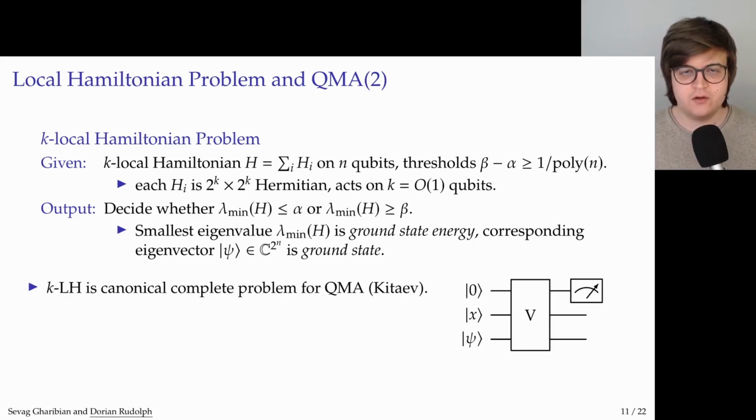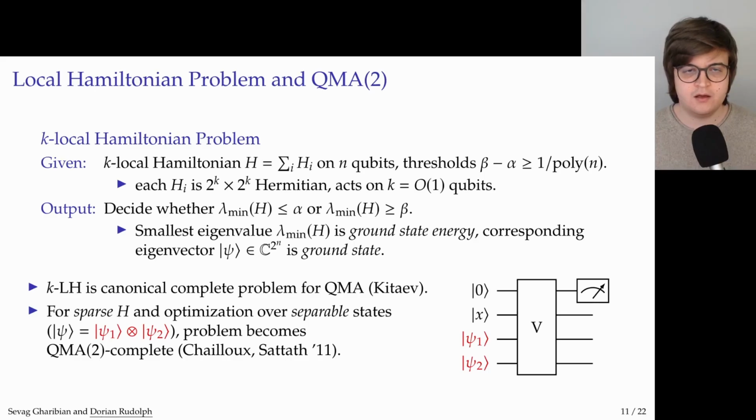The k-local Hamiltonian problem is the canonical complete problem for QMA. Here's the QMA circuit, which is like an MA circuit with a quantum verifier and quantum proof. If instead we allow a sparse Hamiltonian instead of local and optimize over separable states, the problem becomes QMA2 complete. QMA2 is like QMA, but the verifier receives two unentangled proofs.